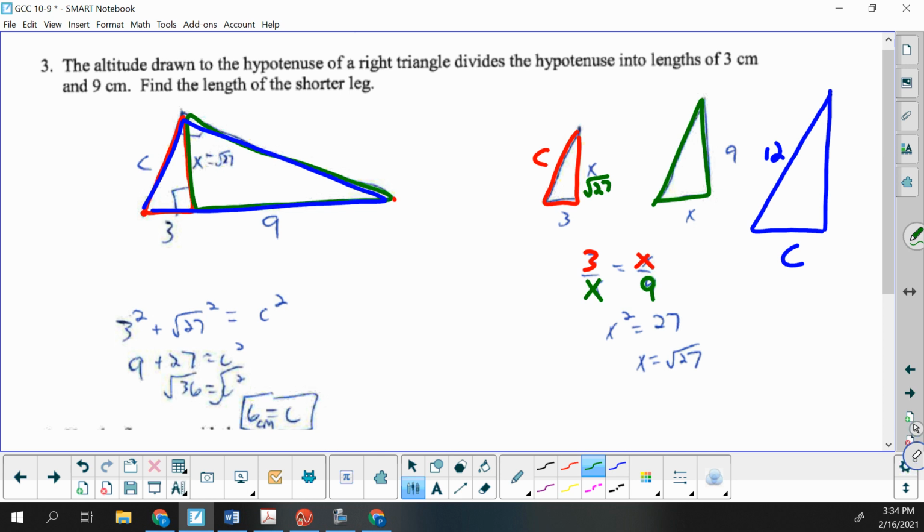And then did Pythagorean theorem over here to find C. Squaring a square root gives you just the 27. Eventually you work through and you get 6 centimeters.